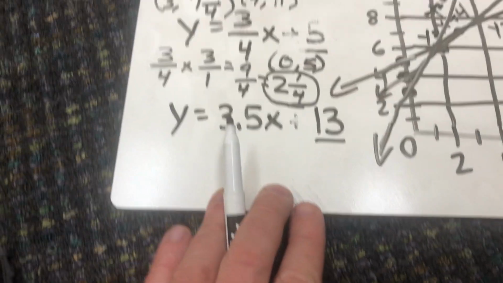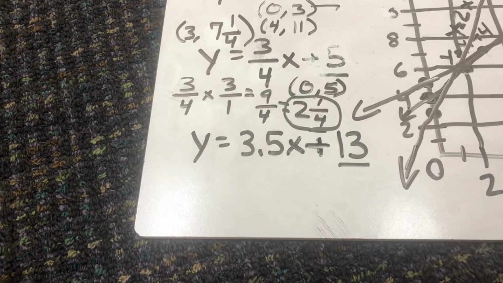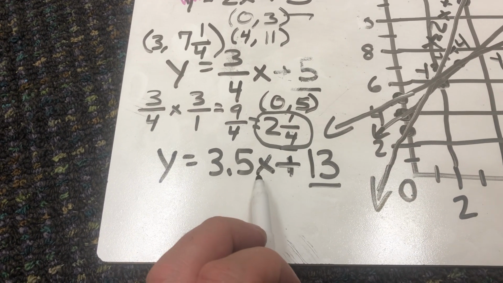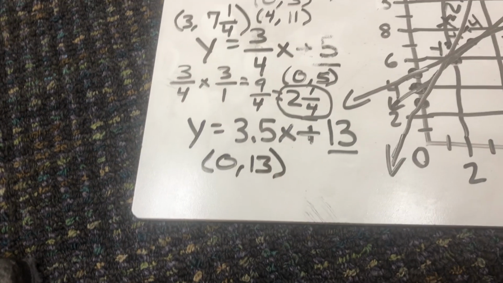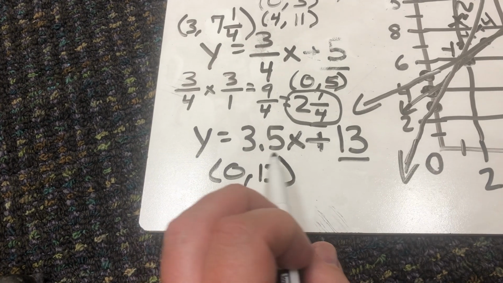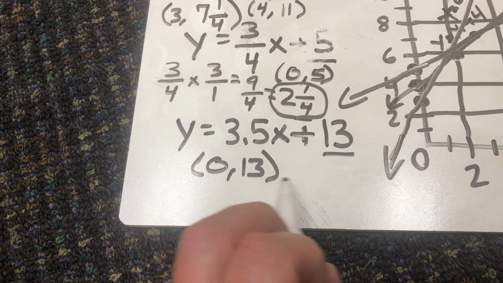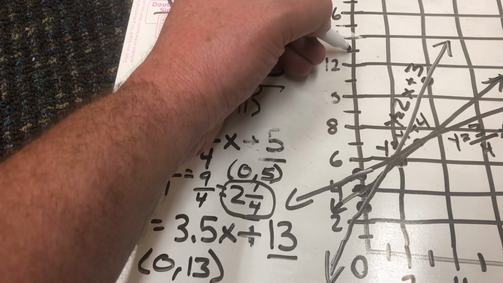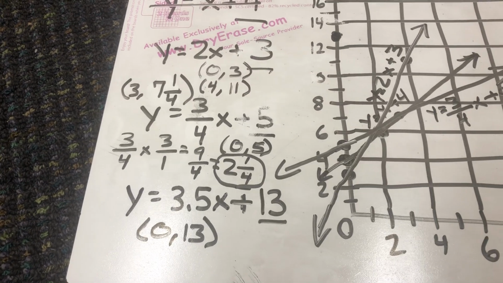All right, one more line. y equals 3.5x plus 13. Well, sure enough, when x is 0, y is going to be 13, because 3.5 times 0 is 0, plus 13 is 13. So the y-intercept, when x is 0, y is going to be 13. So I'm coming up here to x is 0, y is 13, right there on the line for 13.